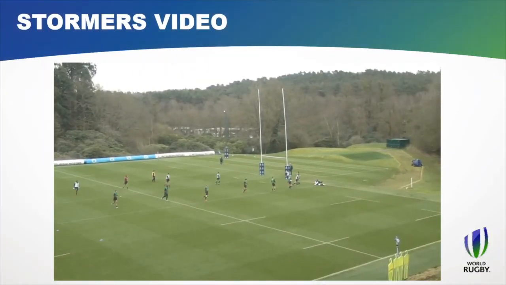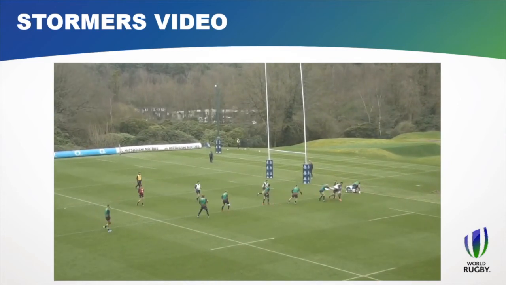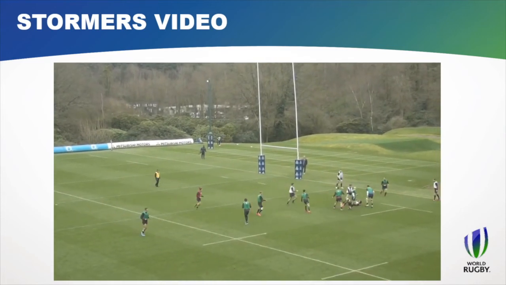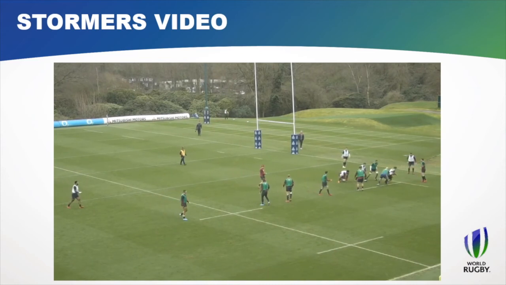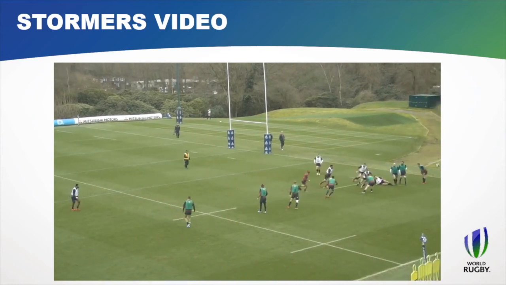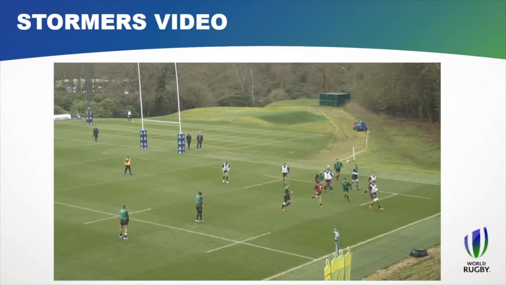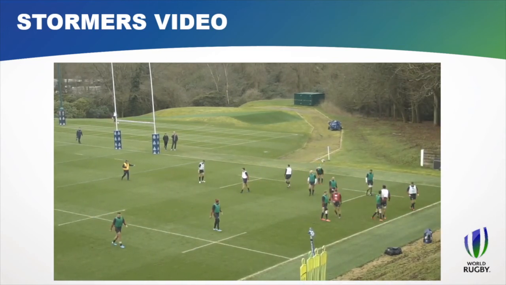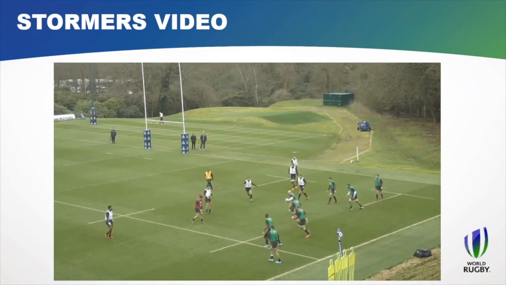So here's the Stormers video. Here we're playing across the field. It's probably about 6 versus 6, backs and back rowers. So again, great pop pass and leads to people running good support lines.